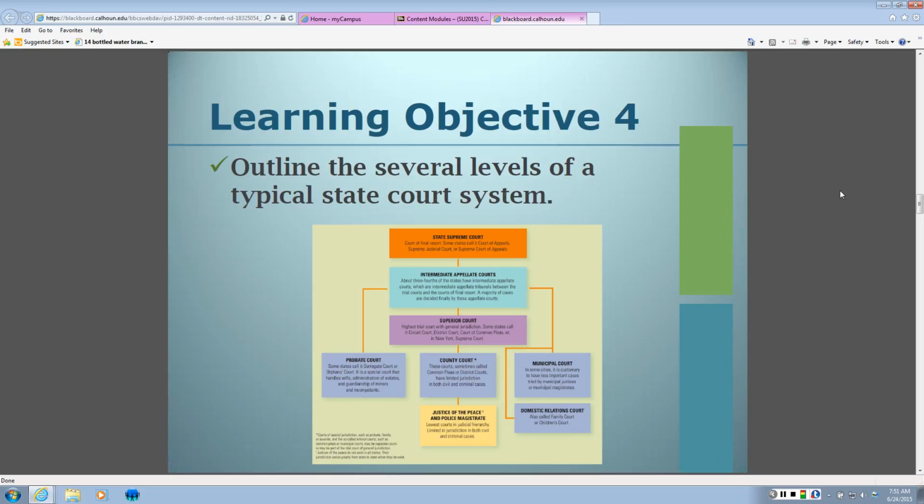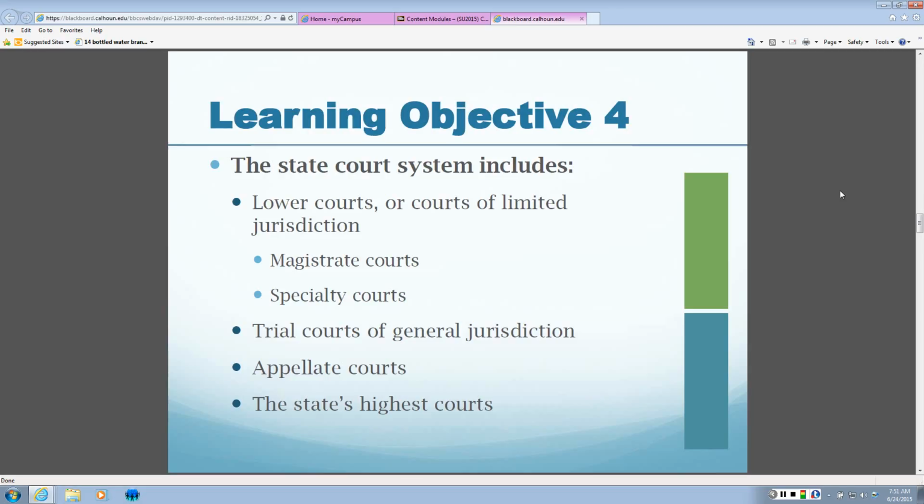This slide you should be seeing here just outlines the several levels of a typical state court system. Not every state is like this, but it just gives you an example of what it looks like. It includes the lower courts or courts of limited jurisdiction, such as your city courts, your magistrate courts, or any type of specialty court. Then you'll have the trial courts of general jurisdiction. What general jurisdiction means is that they capture more information about the defendant that goes on the record in regard to that case. They also have the ability to punish you more severely and fine you more money and send you to prison, whereas the lower courts are limited jurisdiction. They are exactly that. They're limited as to what they can do. The next level are the appellate courts, and then the state's highest courts, which is typically the state Supreme Court.